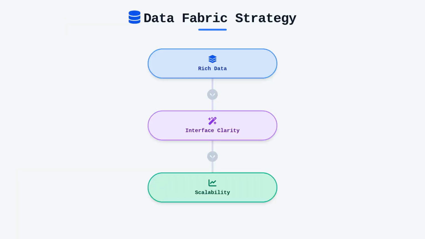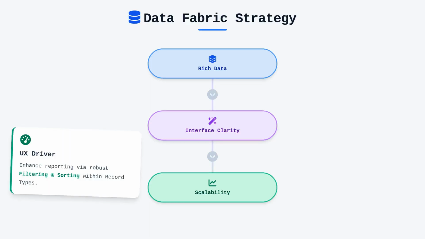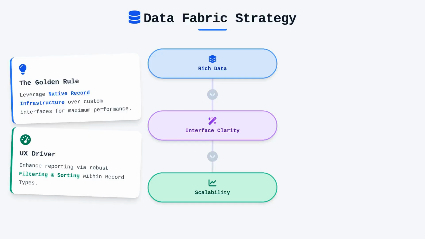As you build these types, keep in mind that the user experience hinges on how effectively you leverage the inherent features of the data fabric to visualize information. Reporting capabilities are greatly enhanced when you provide users with robust filtering and sorting options directly within the record type configuration. While you might be tempted to build custom interfaces for every requirement, using the native record infrastructure often provides better performance out of the box, because Appian is optimized to handle these requests efficiently.